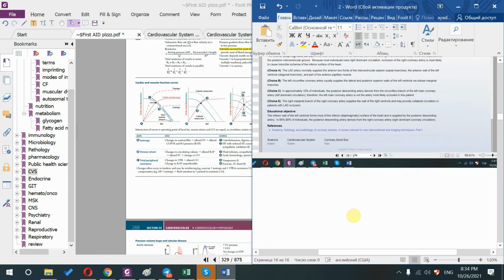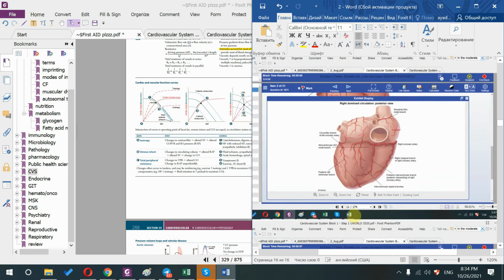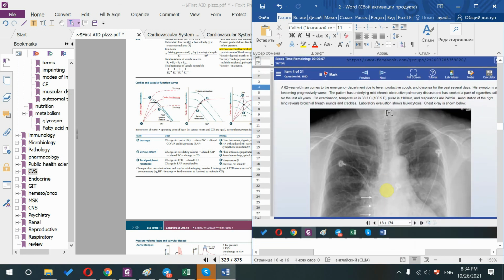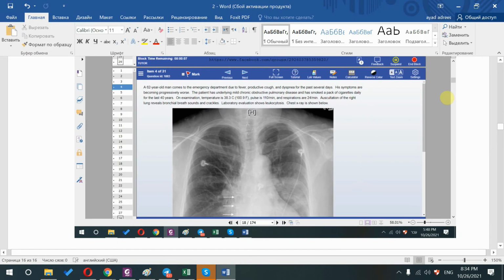Okay, so the next, oh, by the way, see this, guys? This patient is right dominant. If we connect these two vessels, he becomes codominant, but if the PDA, which is the posterior descending, comes from both of them, we say it's codominant. Okay, now I brought you a good X-ray. I hope you will know it.